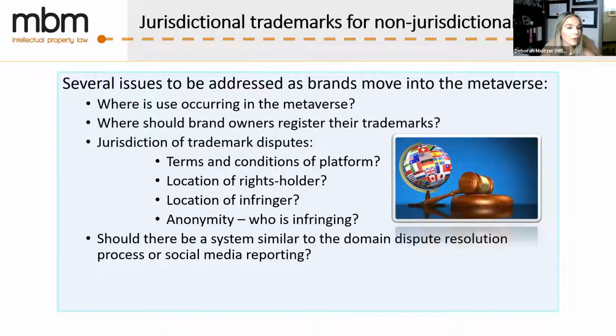Terms and conditions of platforms are not really in existence right now. Is it going to be based on where the rights holder is? Again, we're going to encounter privacy issues. Do we even know who these avatars are? Should there be a similar system to the domain dispute resolution process where it's arbitrated at the worldwide level, or should it be like social media reporting where it's a ticket-based system? We don't know yet. It remains to be seen. There aren't any documented disputes for infringement yet. And what's going to end up happening if it has to be centralized like that? We're essentially going to be centralizing a decentralized system.